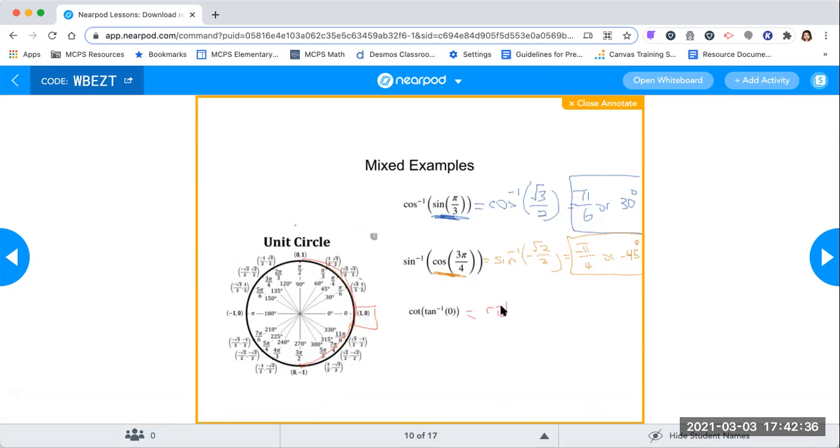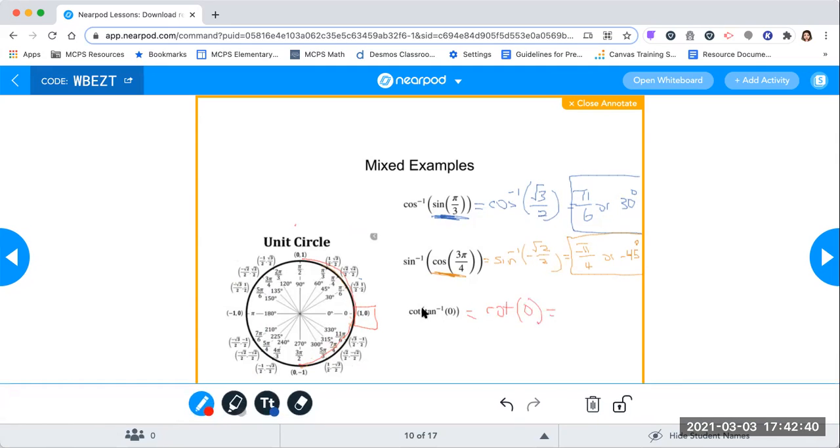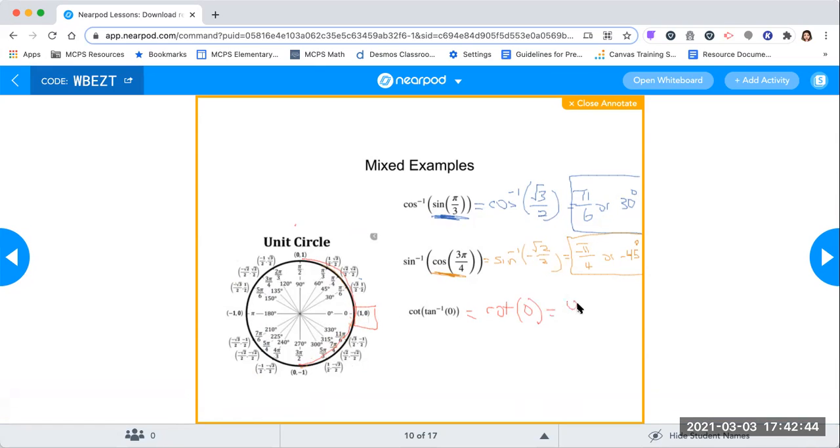So we're really now solving cotangent of 0. Right, so cotangent is 1 over tangent or x over y. 1 over 0, oops, undefined. Cannot divide by 0. Okay.